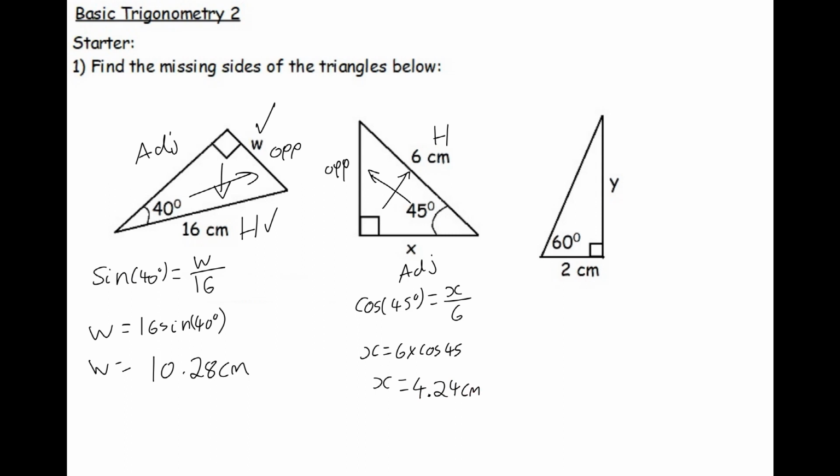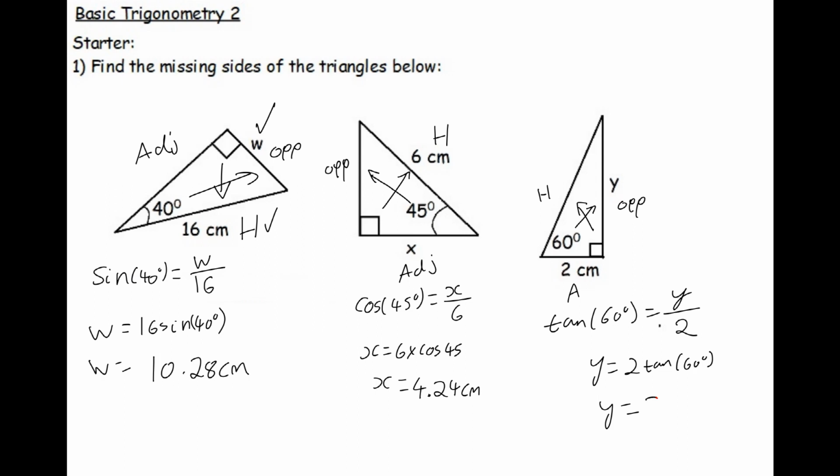We look at the last one. If I label it hypotenuse, opposite, and adjacent, sine of 60 is going to be y, sorry, not sine. So this time we have the adjacent, and we want the opposite, so I'm going to use tan. Tan of 60 equals opposite over adjacent. So y is going to be 2 tan 60, which I think is about 1.7. 2 tan 60 is, nope, 3.46. So these should be our answers to the first questions.